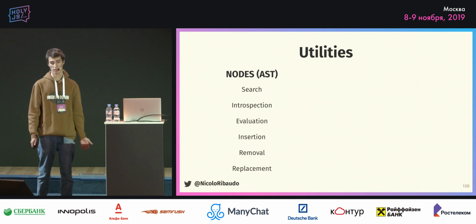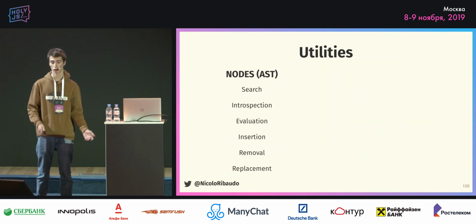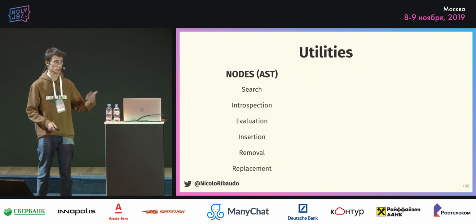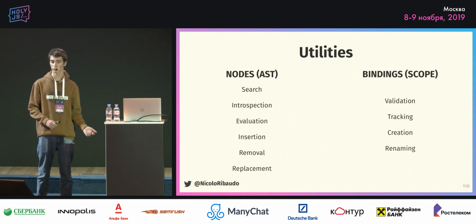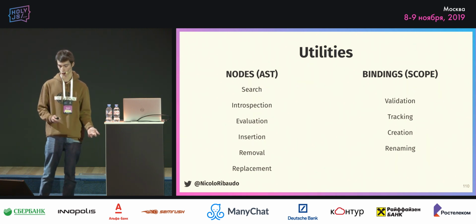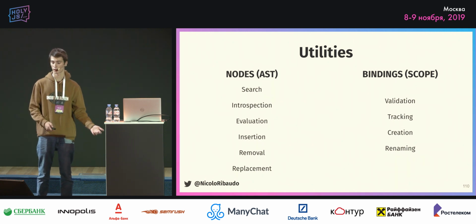Babel Traverse provides a lot of different utilities to transform your AST or to analyze it. You can search for nodes, remove them, replace them, and it also has different utilities for handling scopes, like to check if a variable is duplicated, to create or rename a variable.